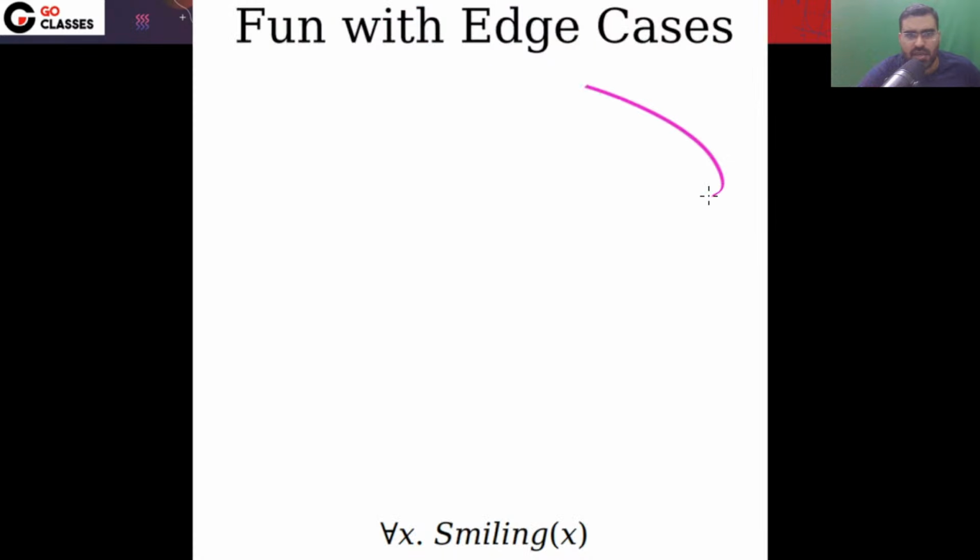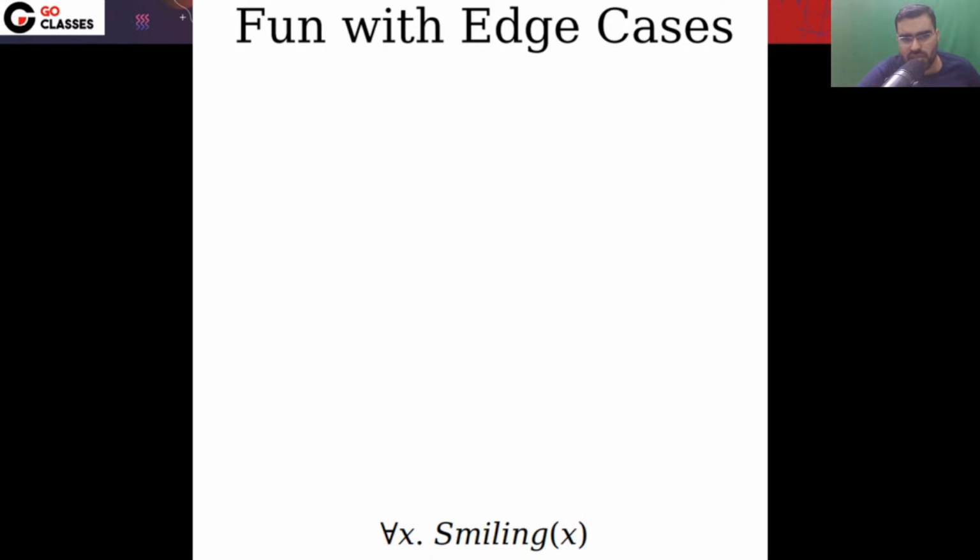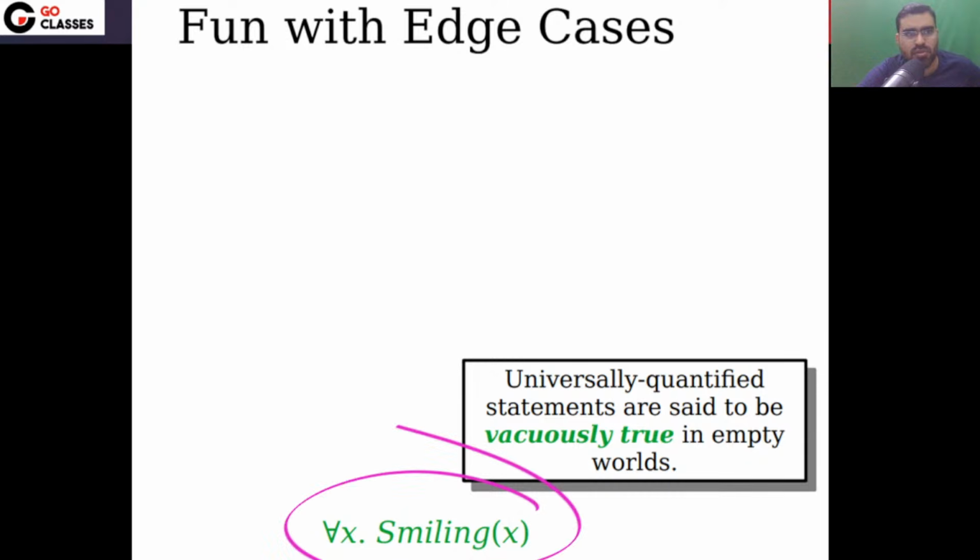Similarly, if this is your empty room and you say everyone is smiling, this is true because you need a counterexample to make it false. You cannot make it false because your room is empty. There is no counterexample, so this is taken to be true.